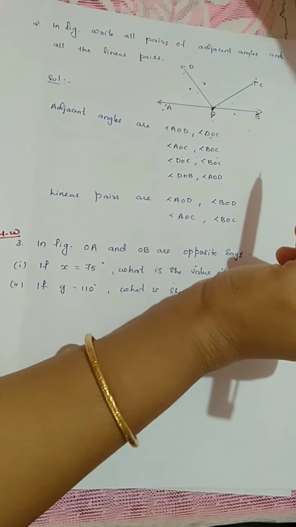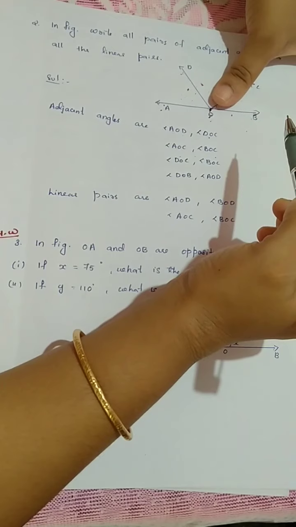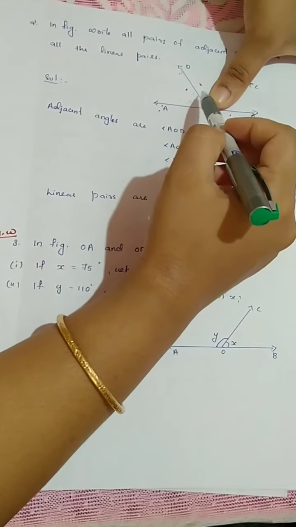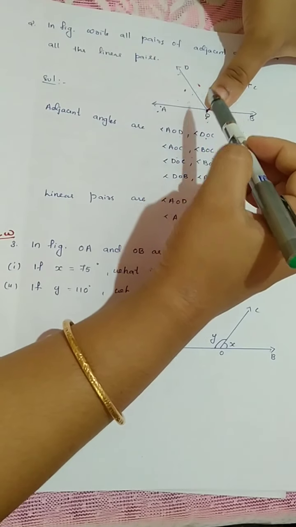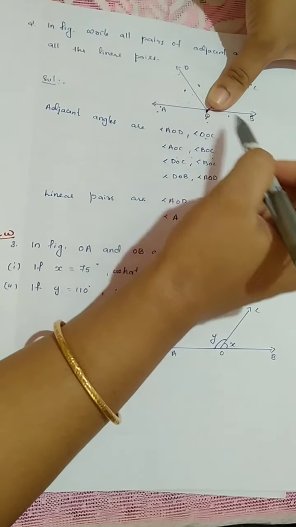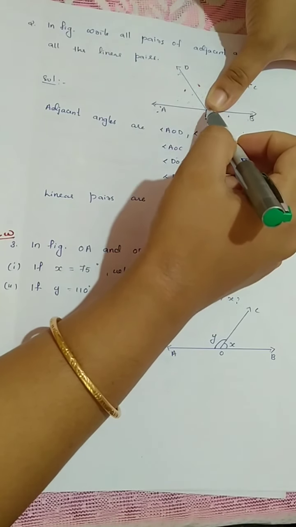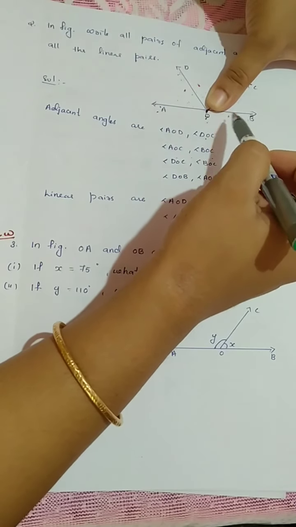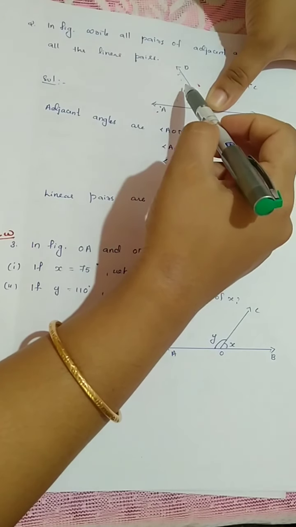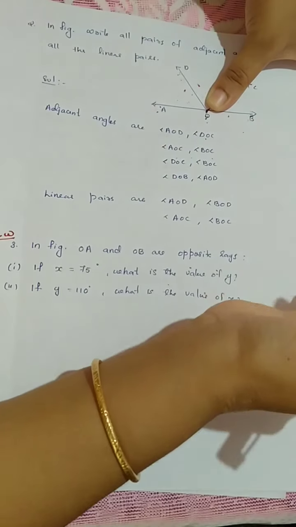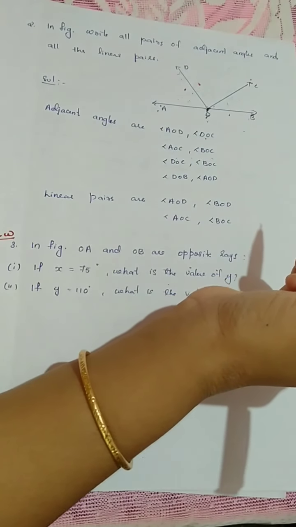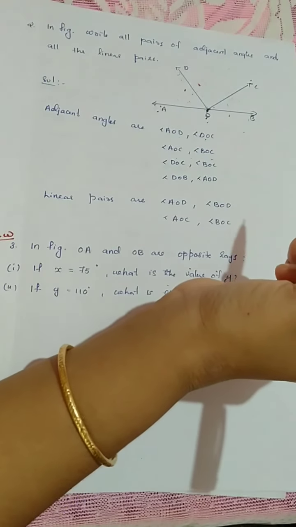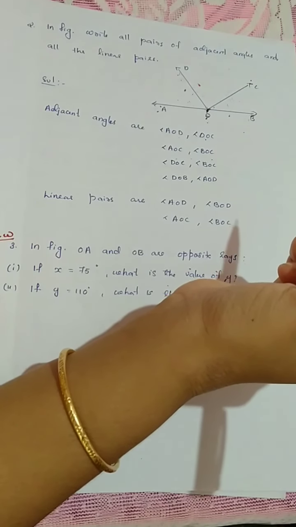Next one, this one. These two angles are adjacent since they have a common vertex O and a common arm OD, and non-common arms are lying on either side of this common arm. So angle BOD and angle DOA are adjacent angles. Next is linear pair. Two adjacent angles form a linear pair if non-common arms are opposite rays.